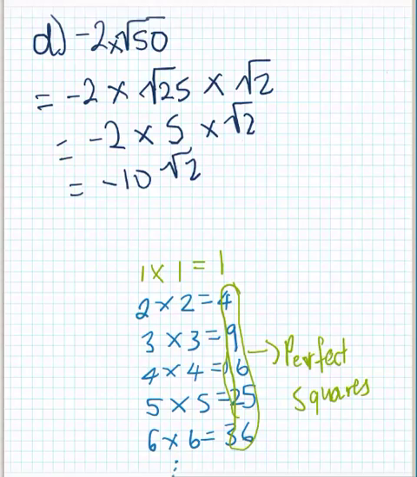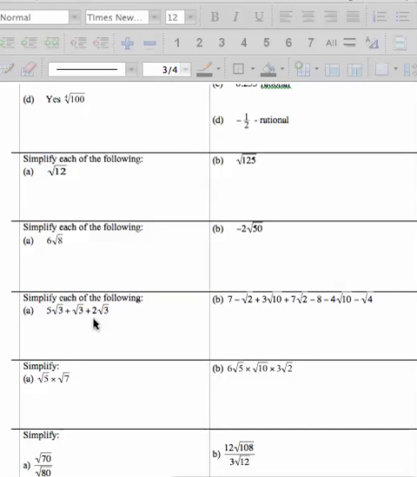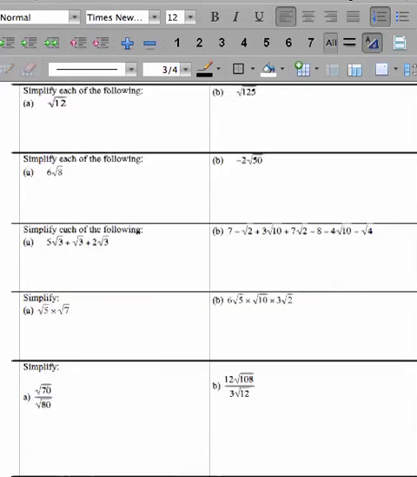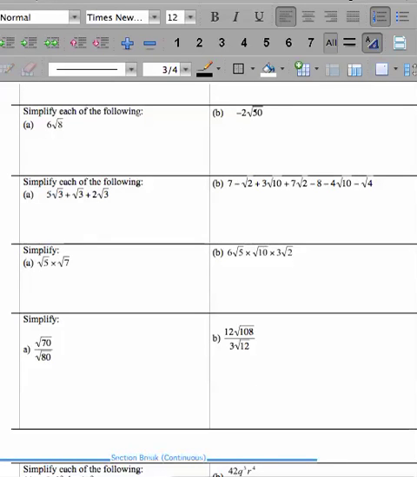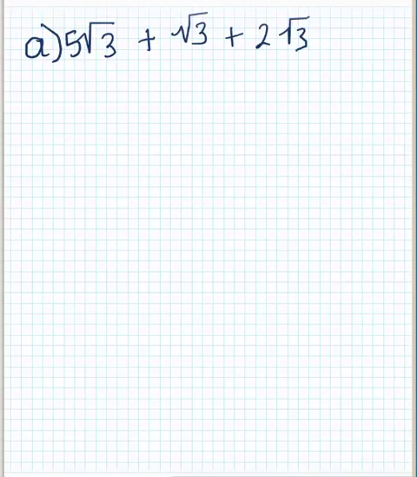Let's move on. Now, our next question will be simplifying the following. We can see we're now adding or subtracting surds. Now, this is just like algebra. It's like adding x's with x's and b's with b's, but instead of variables, we have numbers under a square root. So it's just the same as algebra. Now, if we have a look at this one, it's like I have 5x plus 1x plus 2x. But instead of x, I have the square root of 3.